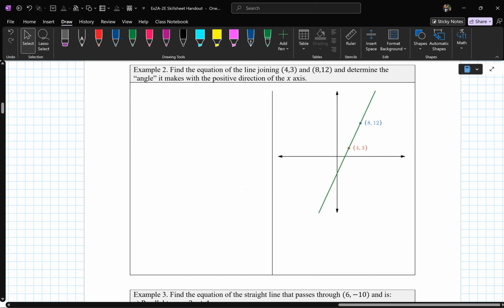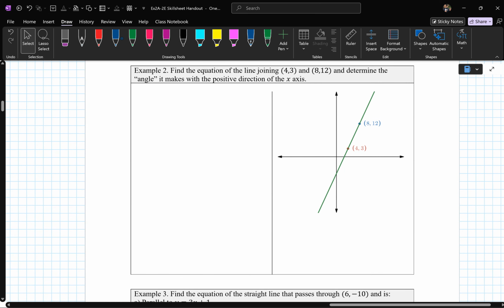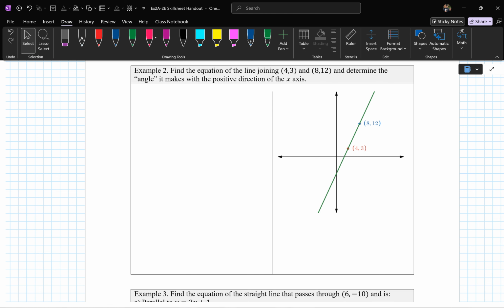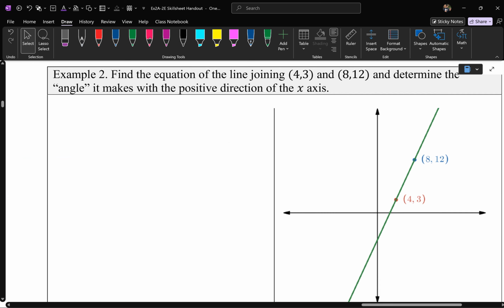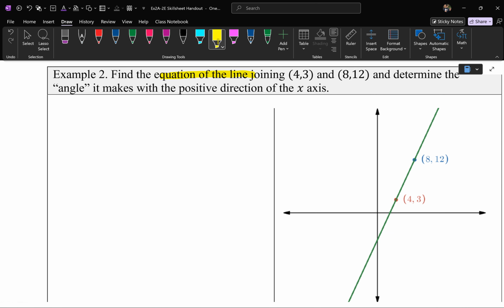So this one, I try to combine gradient and then finding the equation of a line. So I did it all in one example. Otherwise, you do too many examples with me. So here, example 2, find the equation of a line. So when they say equation of a line, you should be thinking of the general equation. What's the equation of a line? Can I please have? Let's go with Artie. What's the general equation of a line?